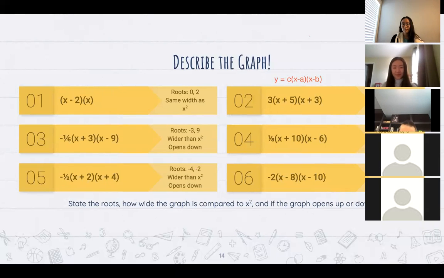Y equals c, and then state the roots, how wide the graph is compared to x squared, and graph it. Yeah, the roots. Okay, the roots are -10, and then +8. So one of them is right. For both of them, you have to flip the sign. So +10 and then +8. Good job. Okay, if we have another one like this, I'm picking on somebody new.